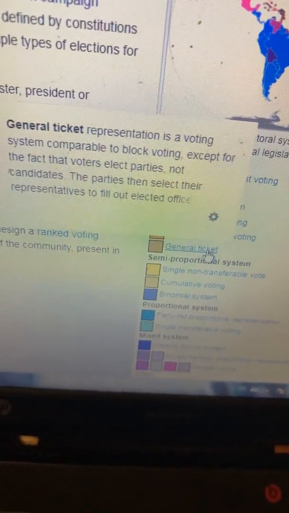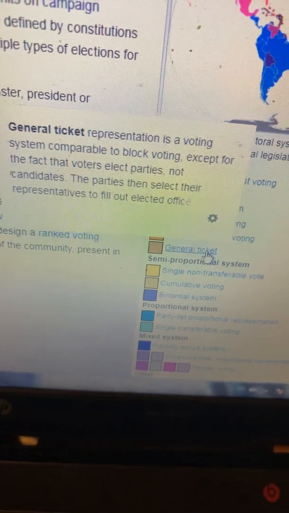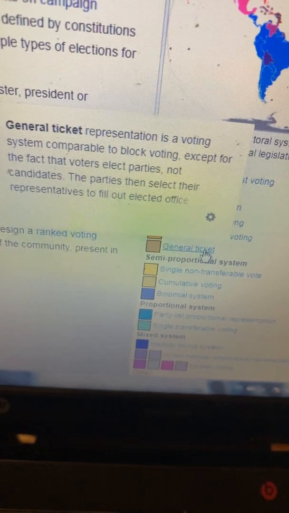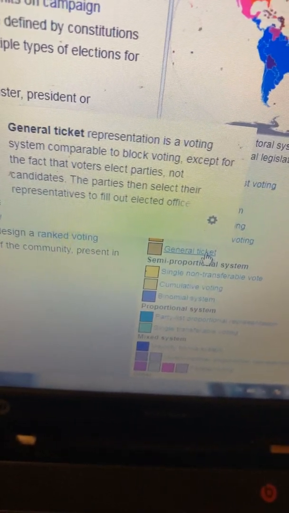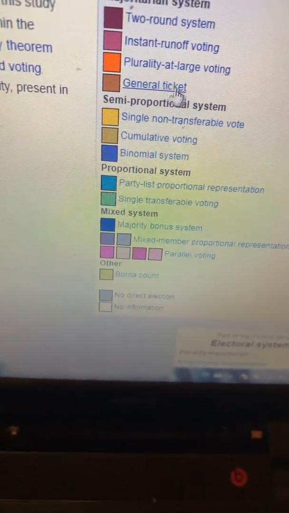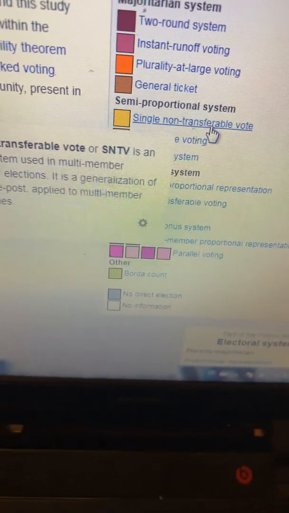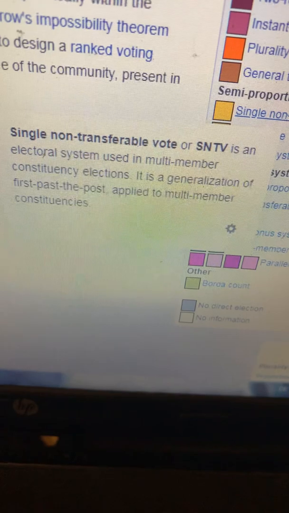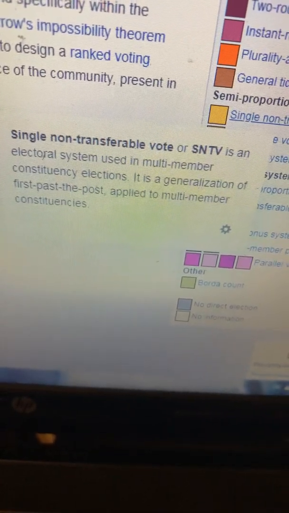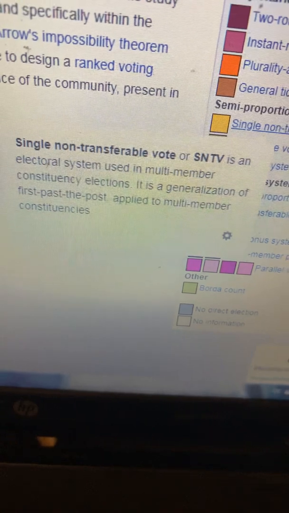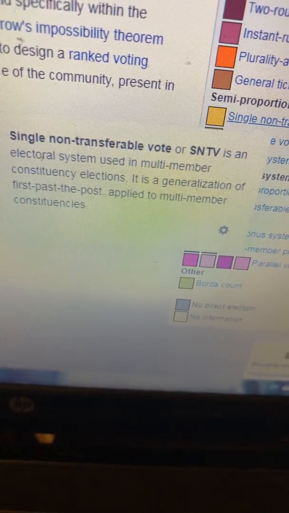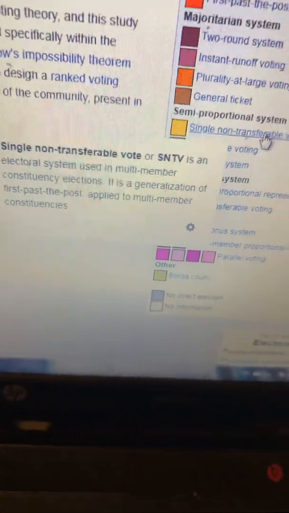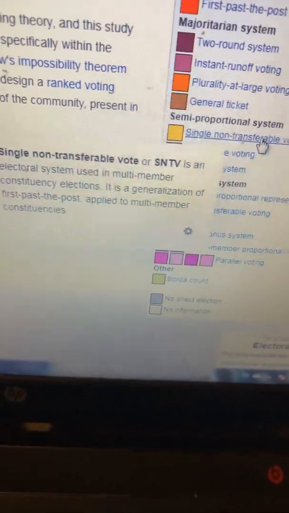General ticket representation is a voting system comparable to block voting, except for the fact that voters elect parties, not candidates. And in semi-proportional systems, the single non-transferable vote, or SNTV, is an electoral system used in multi-member constituency elections. It is a generalization of first past the post applied to multi-member constituencies, like in Ireland.